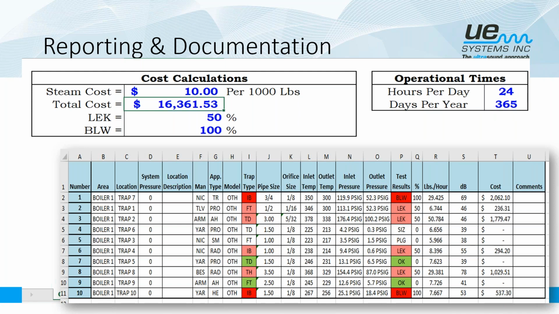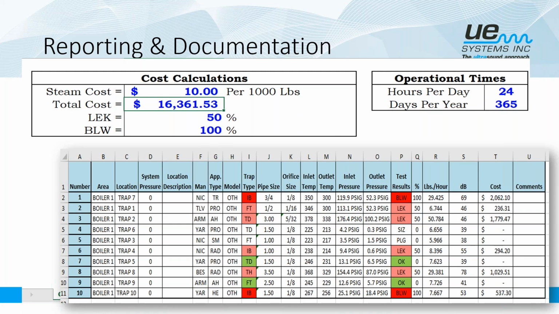So if you know the steam is going to be shut down, or if you know the plant or the factory is going to be shut down so many days a year, you can adjust that, and that will obviously adjust your cost here. Now, also at UE Systems, we have defaults here. If we have a trap that is leaking by, we're assuming that it's leaking by at 50%. If we have one that's in the failed open position, we're assuming that it's failed open 100%.